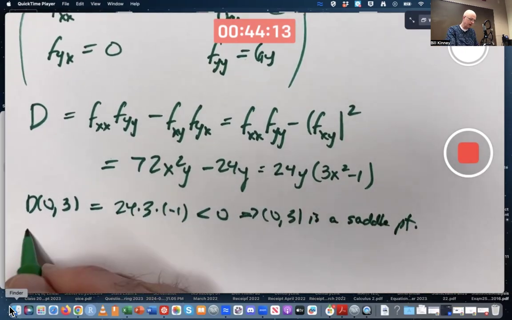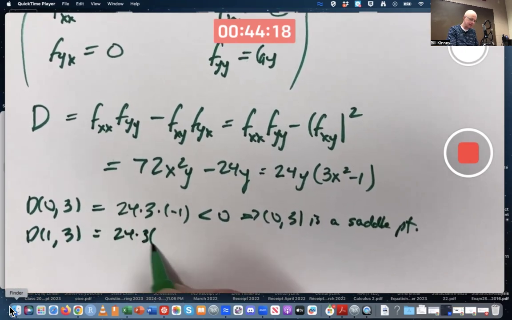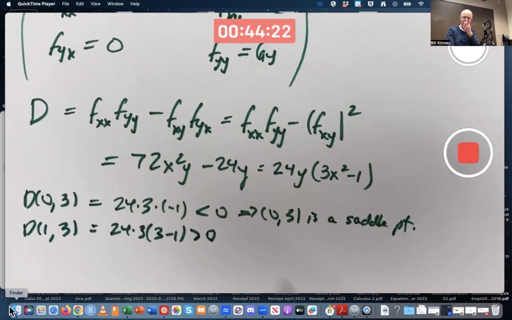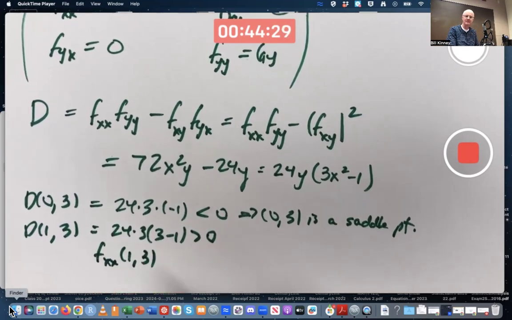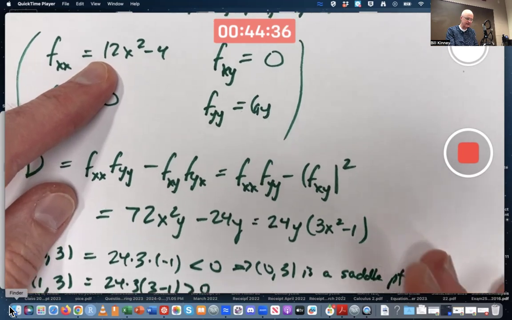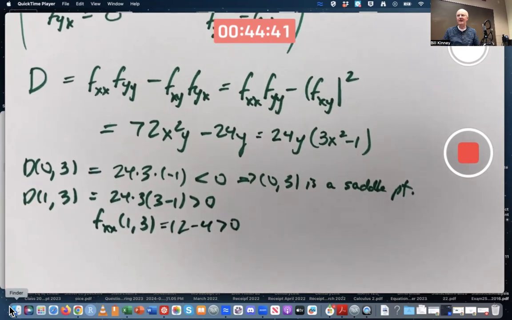Next critical point, (1, 3). You get 24 times 3 times (3 minus 1), which is positive. So it's not a saddle point. Is it a max or a min? Plug the point into fxx as well to figure out if it's a max or a min. If you do so, fxx is 12x squared minus 4. You get 12 minus 4, which is positive. Effectively, what that ends up meaning is the graph is concave up near the point. It's a min.